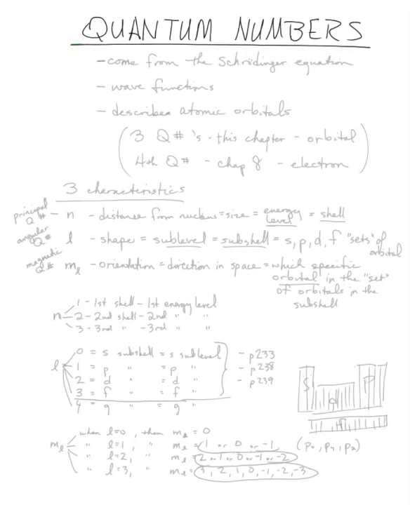Quantum numbers come from, this is important to know, where do they come from? They come from the Schrödinger equation. Now, the Schrödinger equation is a really complex equation. I would suggest you Google it if you're interested, and you can probably look at 6 different places and get 6 different descriptions of the equation. It's a very, very complex equation.